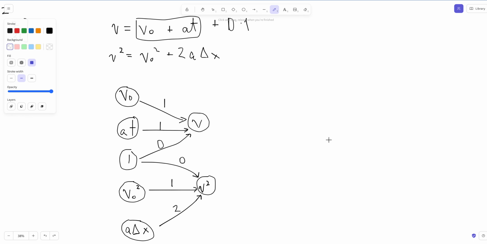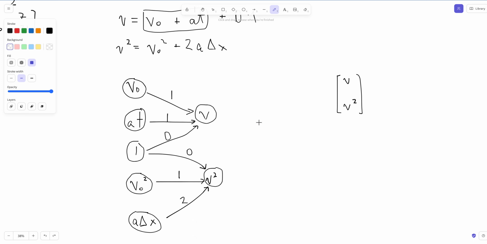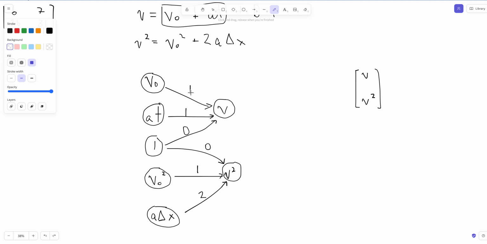Okay, great. So now let's convert this into a matrix multiplication. We have two outputs, so let's make a vector that has two outputs, v and v squared. It looks like we have two different dot products here, right? You have the dot product between these weights and biases, so 1, 1, and 0, with v0, a t, and 1. And we have the next dot product over here. So somehow we're going to have a matrix multiplication that does two different dot products.